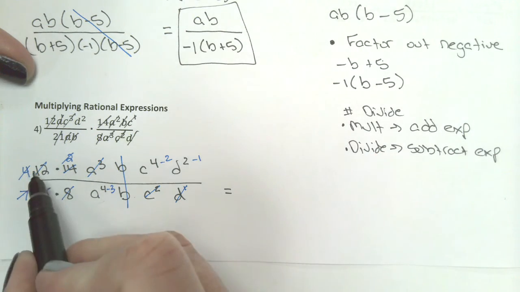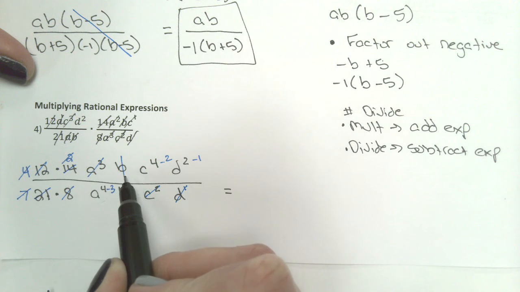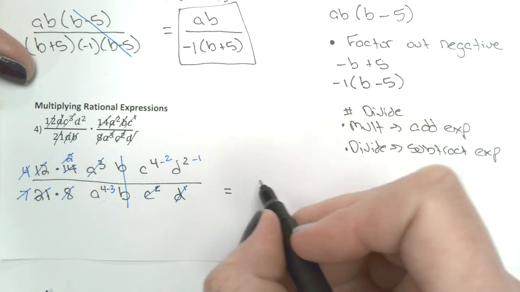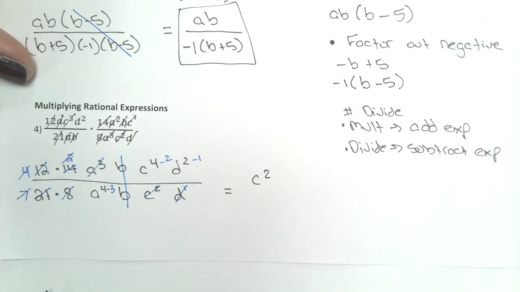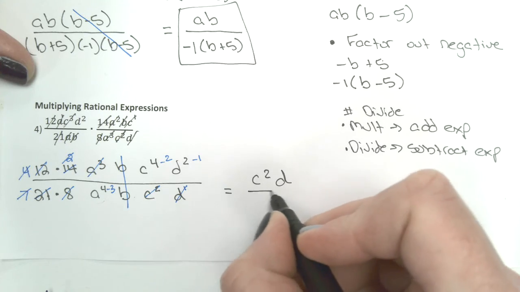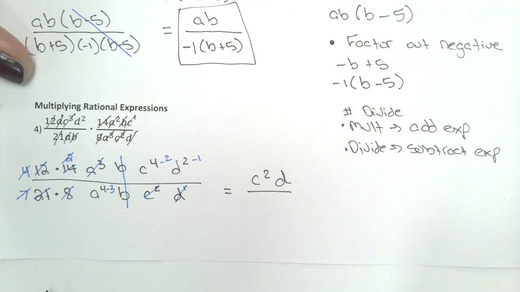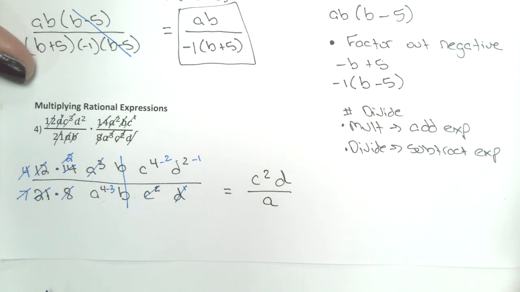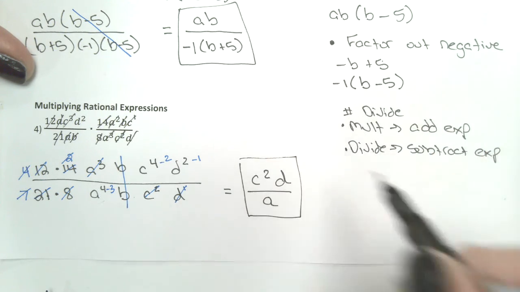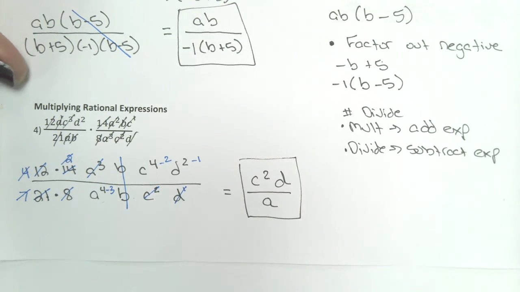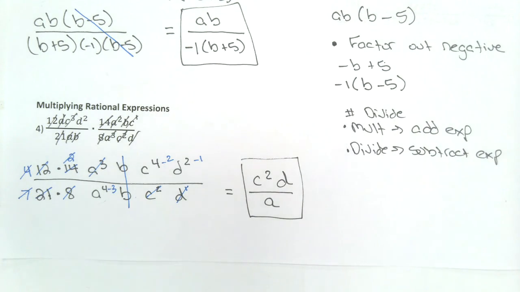So when I clean this all up, I have, okay, so I have C on top. 4 minus 2 is 2. So I have C squared on top. 2 minus 1 is 1. So I have a D on top. And then on bottom, 4 minus 3 is 1. So that's how I fully simplify that. I'm going to go ahead and stop this before I move to the back side.